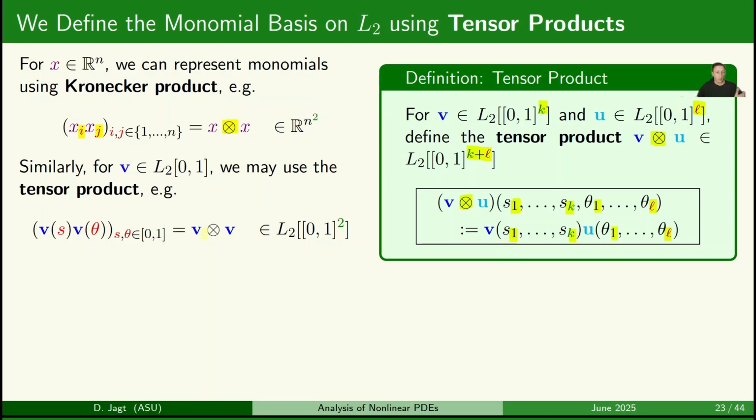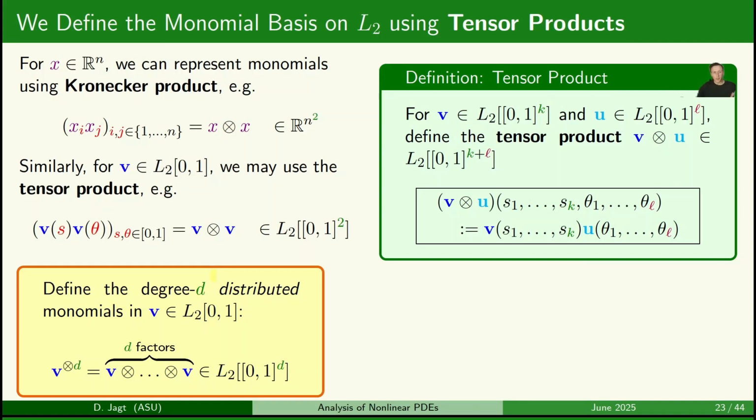So for example, if we just take the tensor product of v with itself, then the result will be a function of 2 spatial variables, namely v at s times v at theta for s and theta over the domain 0 to 1. So using this tensor product, we can also define our degree d monomial in v as this d-th order tensor product of the function v with itself, which will be a function of d spatial variables.